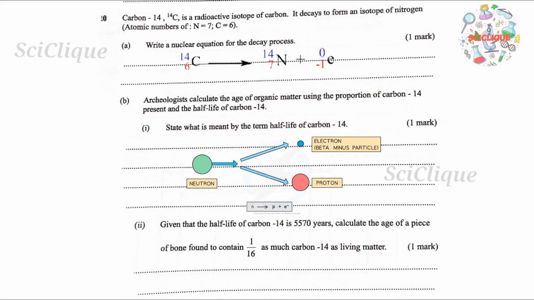Now, atomic number, of course, will change because atomic number refers to the specific number of protons. So we are increasing the number of protons by 1. So this is why it changes to 7. And there we have it.